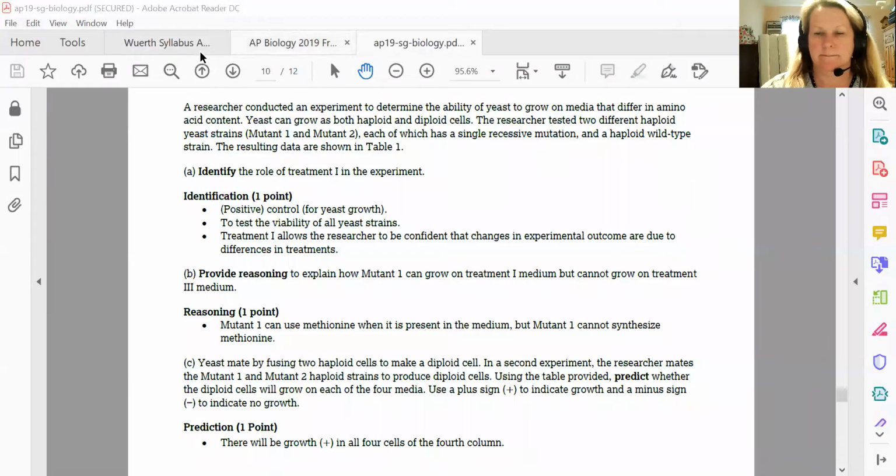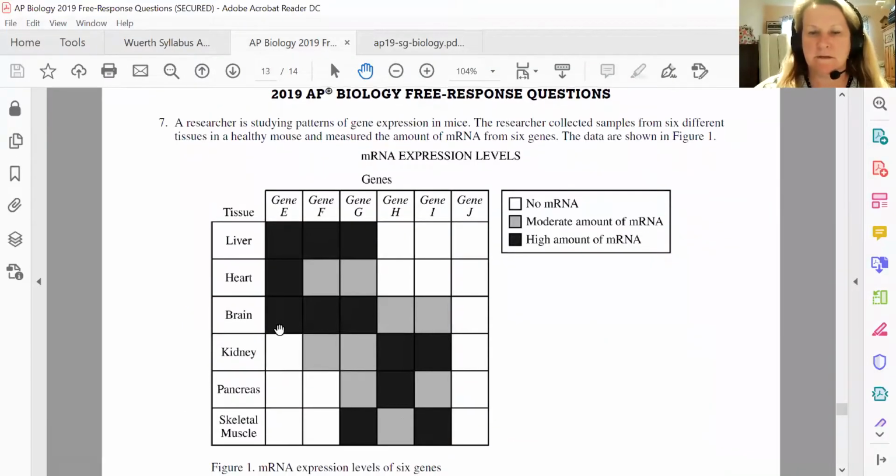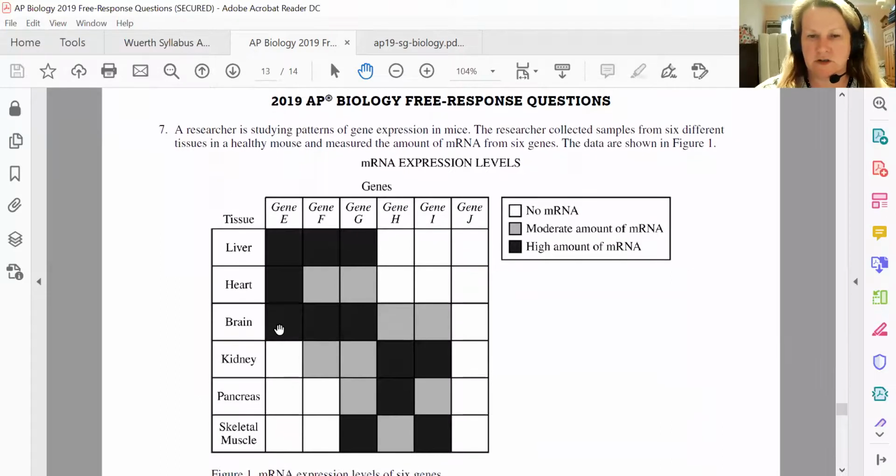Hi, everyone. Let's go over another FRQ from the 2019 exam. This time we're going to look at FRQ number 7. Again, this is one of the shorter FRQs. Let me pull that up here.